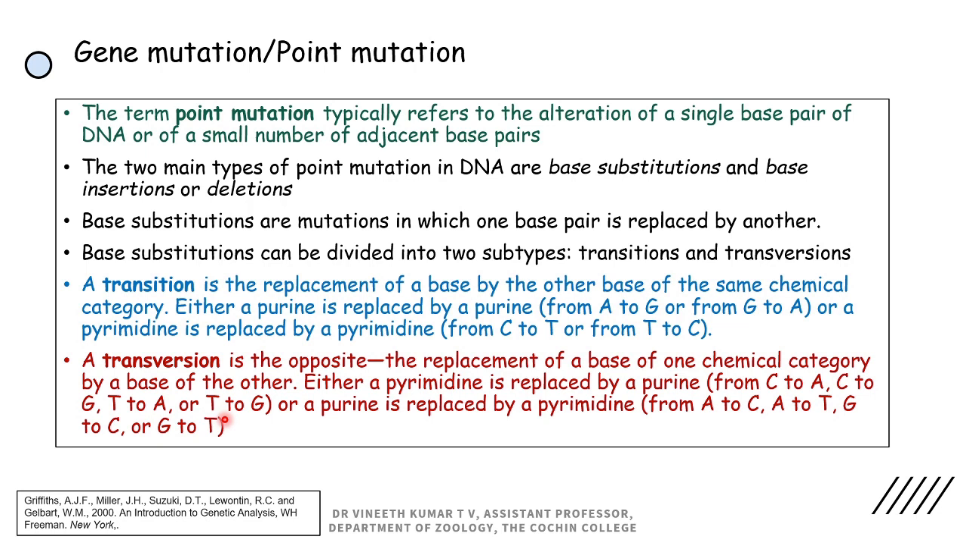So on the basis of the chemical nature, substitution can be of two types. Transition, where one base is replaced by the other which is of the same chemical family or category, which is a purine to purine substitution, or a pyrimidine to pyrimidine substitution. If the opposite happens, when a purine is replaced by a pyrimidine or a pyrimidine is replaced by a purine, that particular process is called transversion. So these are the two categories.